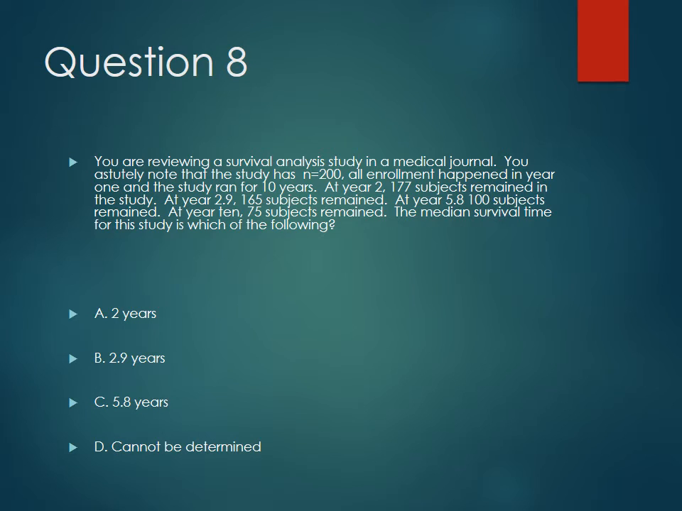Perfect. Okay, so let's say you're reviewing a survival analysis study in a medical journal, and you astutely note that a study has an N of 200, so 200 people. All enrollment happened in year 1, and the study ran for 10 years. So at year 2, we had 177 people left. At year 2.9, we had 165. At year 5.8, we had 100 subjects remaining, and at year 10, 75 remain. The median survival time for this study would be which?